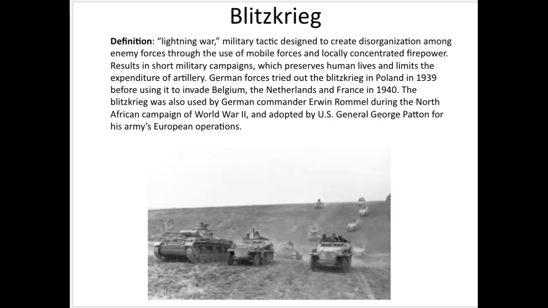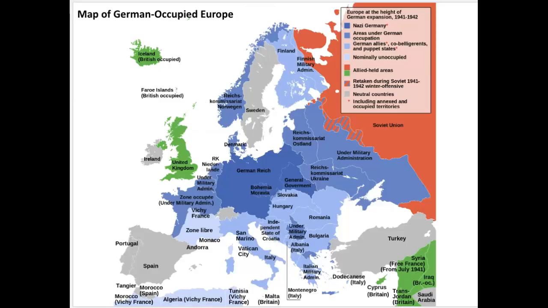Blitzkrieg itself is lightning war. And you can pause here and read this. The basic idea is really quick, short military campaigns that won't use a lot of troops, and limits the amount of artillery when they're successful. And a lot of times Blitzkrieg fairly was successful. They used it in Poland, in Belgium, in the Netherlands and in France. And eventually even the United States General Patton tried it out as well. But this is kind of the big tactic of World War II.